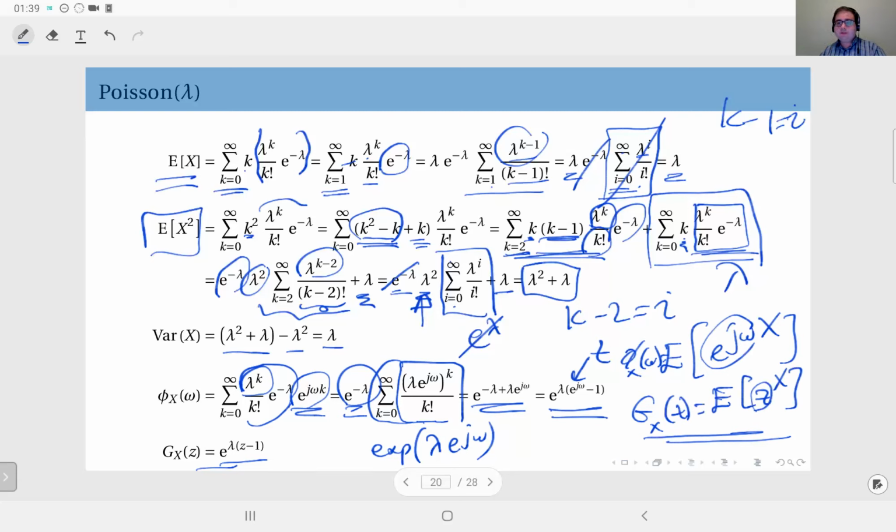You cannot just directly replace e to the power j omega in the characteristic function with a z to obtain the generating function for any distribution. That's not a general result. That's what I'm trying to emphasize here, due to the definition of the generating function. So next, we will talk about continuous distributions.